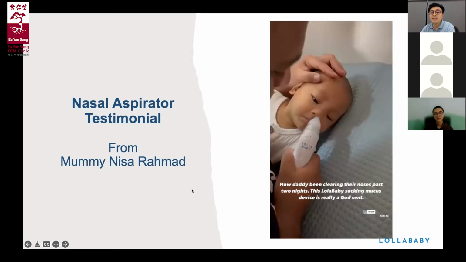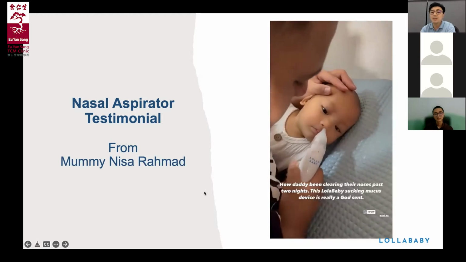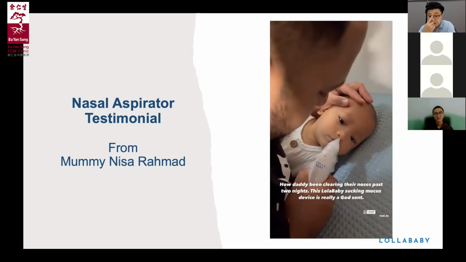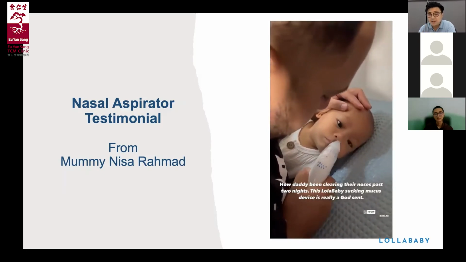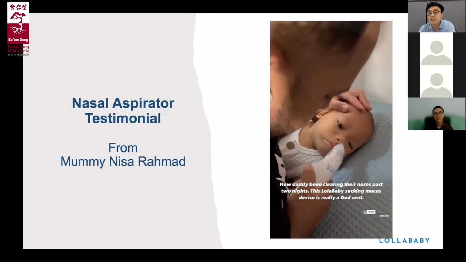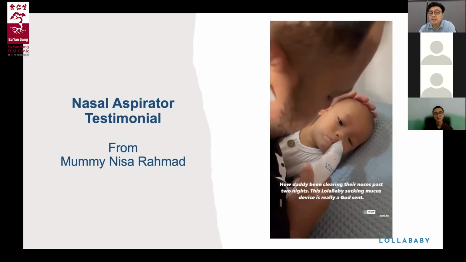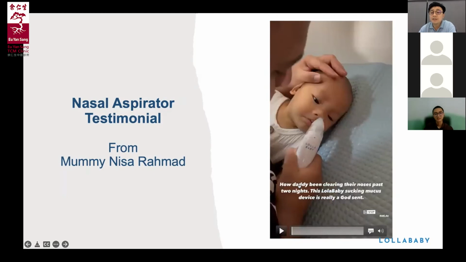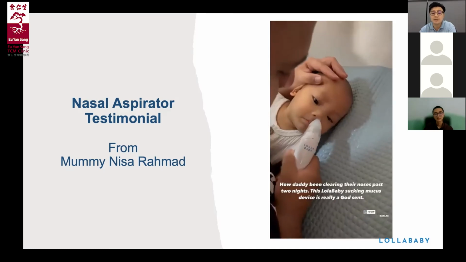You can see in this video how the daddy has been using it to suck the mucus. It's not really difficult, because it has only one button, so it's a lot easier for you to use. You can just use one hand to hold the child's head and the other hand to suck the mucus. So it's quite easy to use.